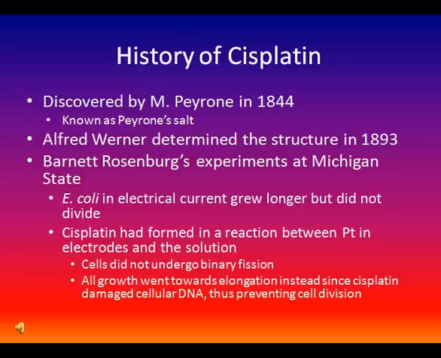He was growing E. coli in an electrical current. However, the platinum in the electrodes reacted with the solution that they were growing in to form cisplatin. The newly formed substance damaged the cellular DNA, so that E. coli could only grow in size, but it couldn't divide.